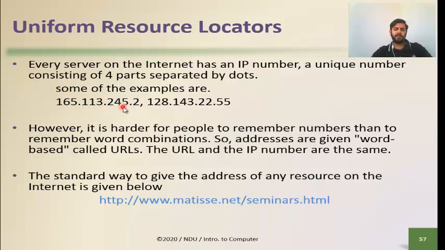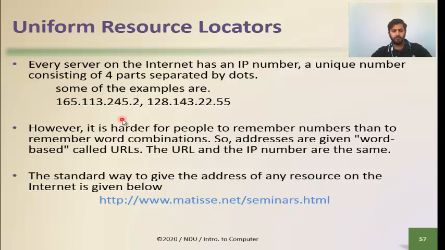So we need an interpreter type of idea here. Your IP address is converted into a domain name address. Basically this is your domain name address, and behind every IP address you have a unique domain name address. Google.com is unique, and behind google.com you have a unique IP address. Similarly, edu.pk is a unique domain name, and behind this unique domain name you have a unique IP address.